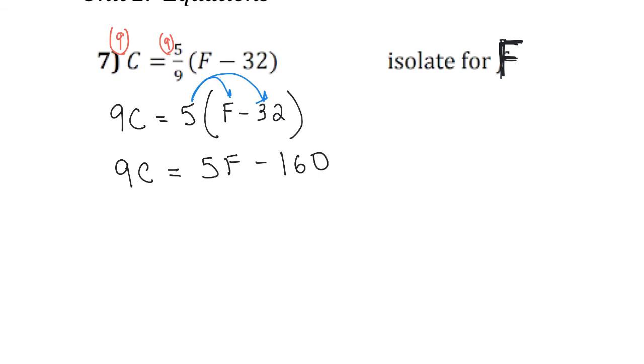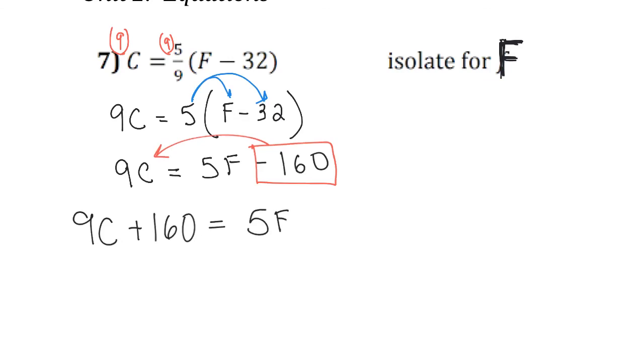All right, so now we want to get the letter F by itself. So that means this negative 160 has got to move over. So if we move that over, that's going to become a positive 160. And finally, we've got a 5F term. So if I want to get F by itself, I need to do the opposite of this multiplication, which is going to be a division. So I need to divide both sides by 5. That's going to cause these 5s to cancel out.